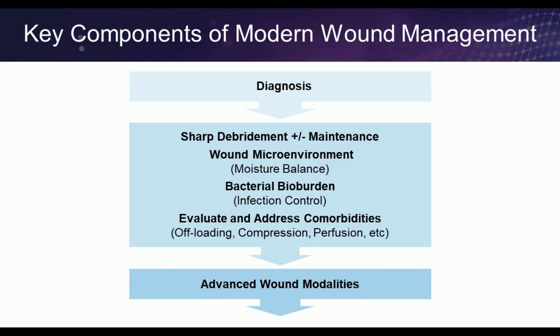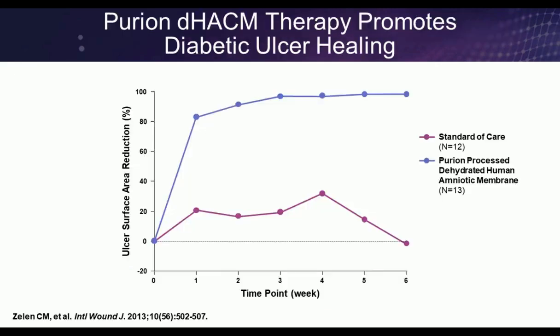And finally, most patients have some comorbidities, whether it's venous reflux disease, or some biomechanical issue that needs some type of offloading, improving perfusion. There's also, of course, nutritional status and all the other things that we have to address, looking at the patient as a whole. And if these things are addressed first, you're likely to get the most optimal outcomes when you use an advanced modality like a placental-based allograft.